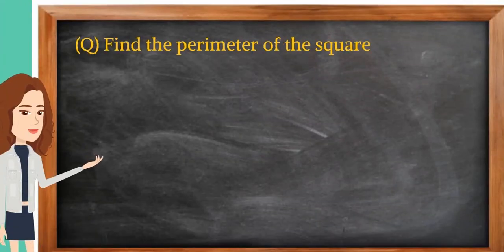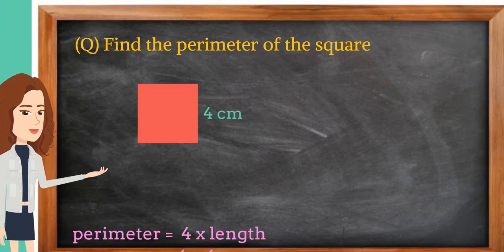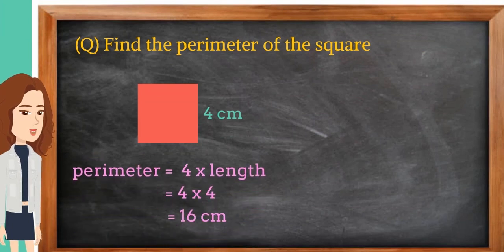Find the perimeter of the square. The perimeter is equal to 4 times length. Here, the length is 4 centimeters. Using the formula, the perimeter is 4 times 4. So the final answer is 16 centimeters.